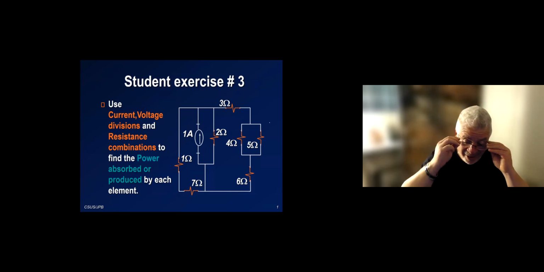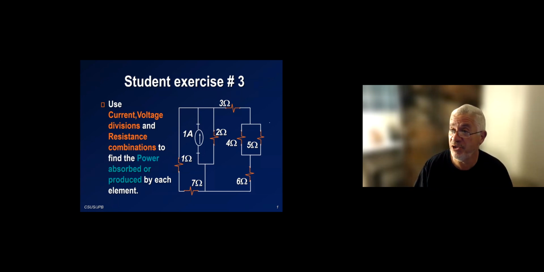So again, this is the kind of problem we can solve with current and voltage division. One independent source, in this case, a current source, and resistors that can be combined. If I look at the resistors here, I can clearly see that the 1 ohm and the 7 ohm are in series. I can see that the 4 and the 5 are in parallel. I can see that the 3 and the 6 are in series, and the result is in series with the parallel combination of the 4 and 5. So things are nicely in series and in parallel.